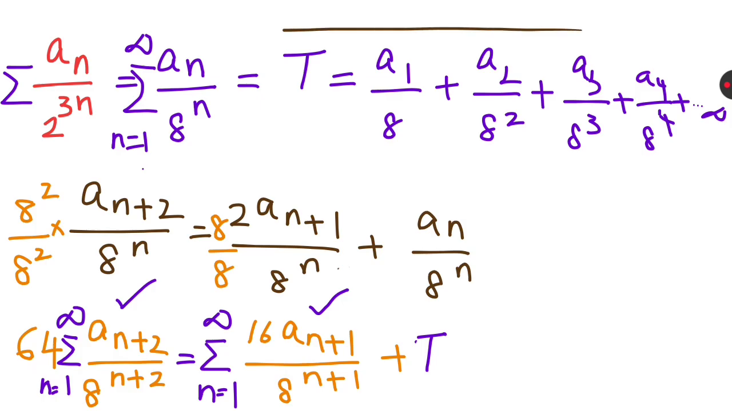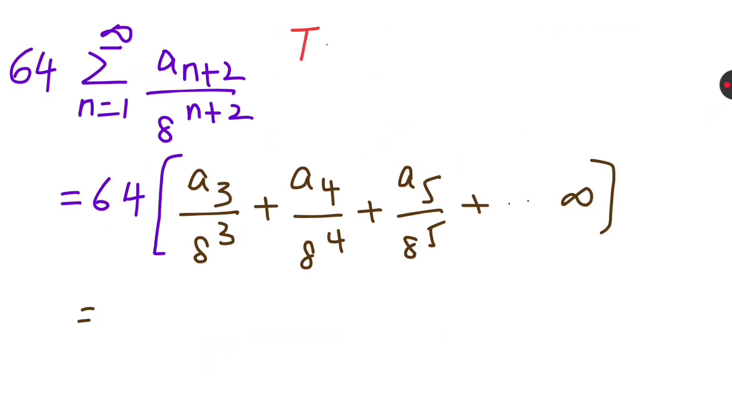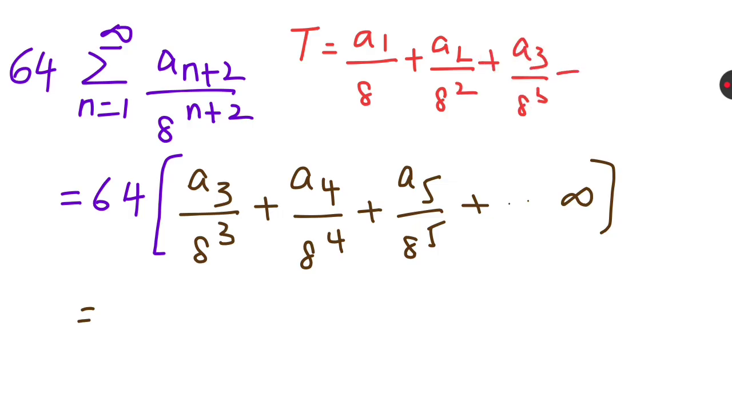Now observe this T series. Let's take it and observe. What is T? T is a1 over 8 raised to the power of 1, it's nothing but 8, plus a2 over 8 raised to the power of 2, plus a3 over 8 raised to the power of 3, plus a4 over 8 raised to the power of 4, and so on up to infinity.